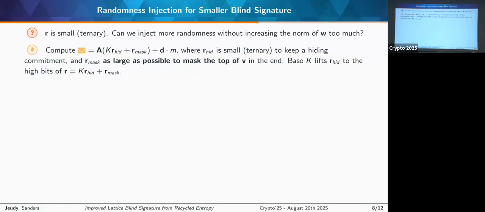The idea is to choose R in two parts. First, we have R sub hid, which is ternary as before, super small, and its only purpose is to keep a hiding commitment, as before. But then we also add another part, R sub mask, which we want to take as large as possible to mask the top part of V later on. And here the base K is just to lift R sub hid to the high bits so that these two components are well separated and do not interfere with each other.